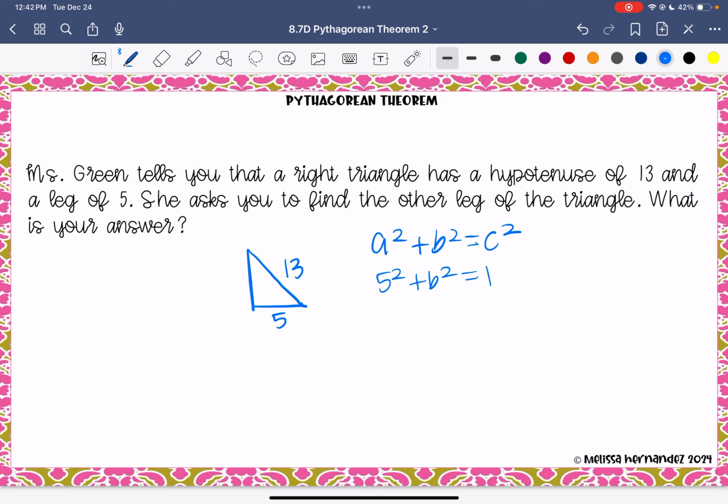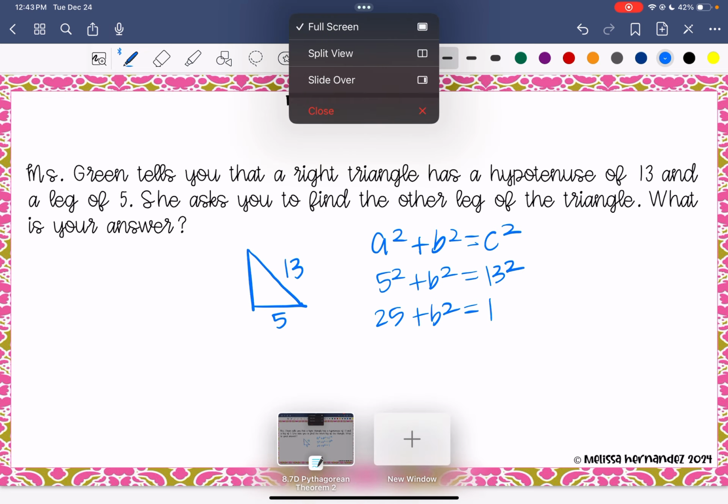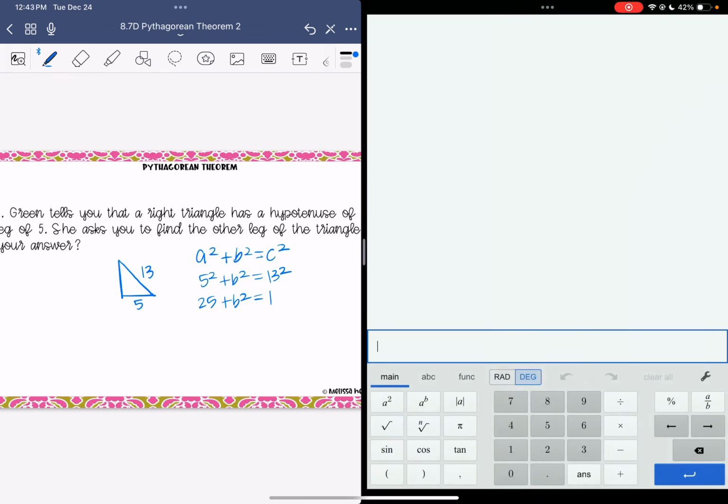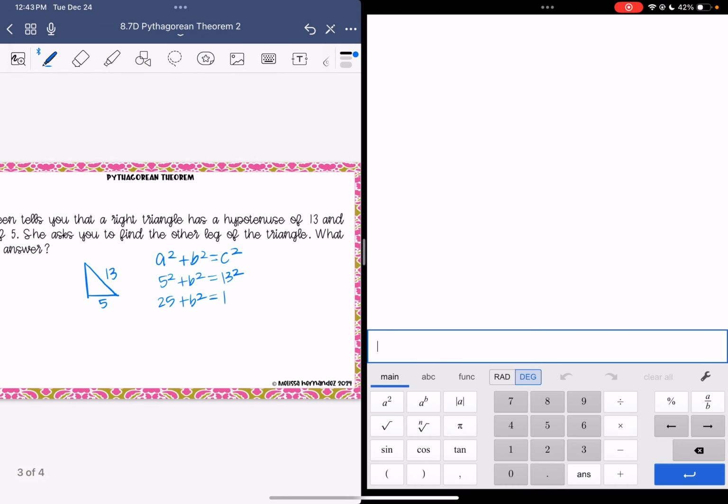There's no rhyme or reason of where the 5 or any of the legs go. I just pick a spot and get moving. So 25 plus b squared equals... let me get my Desmos calculator out. If you have a cell phone, I recommend downloading the app or even an iPad. That's 169. Now subtract 25 because, like I said, this is a one-step equation.